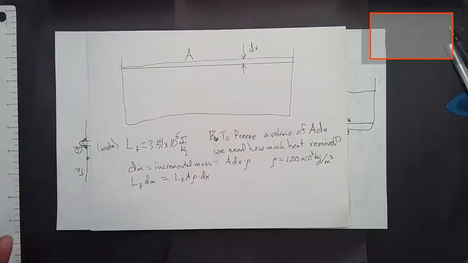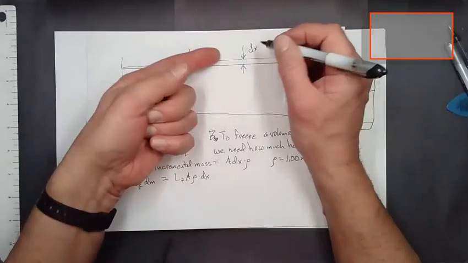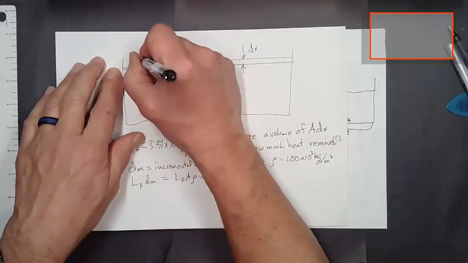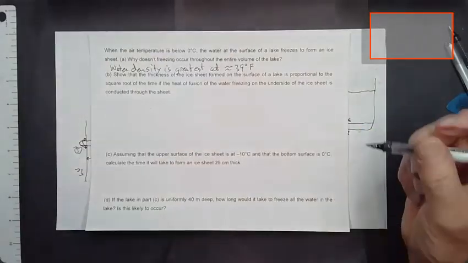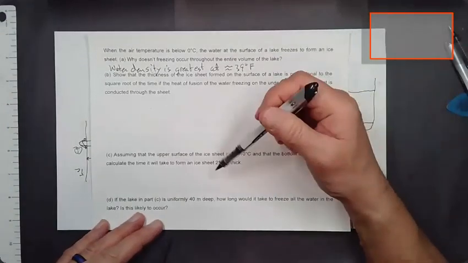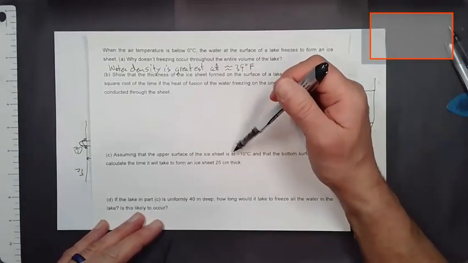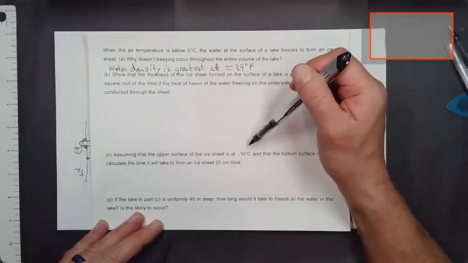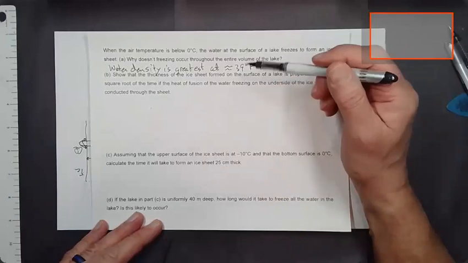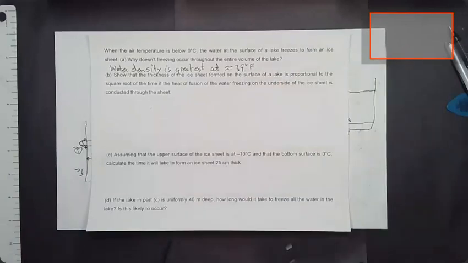Okay, now what's that got to do with heat flow? Well, somehow we can set up a heat flow equation where presumably we'll be given the temperature up here. In fact, on this problem, we are given that temperature up there. The upper surface of the ice sheet is at minus 10 degrees Celsius. The underside is going to be at whatever that is.